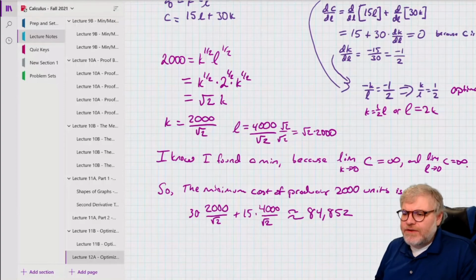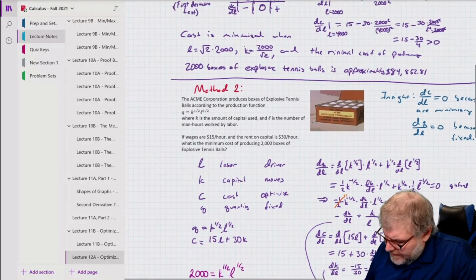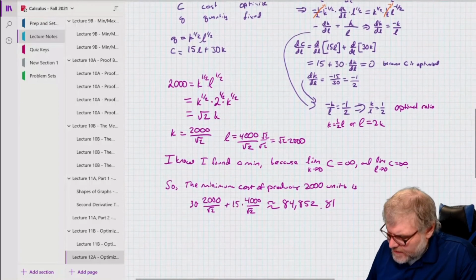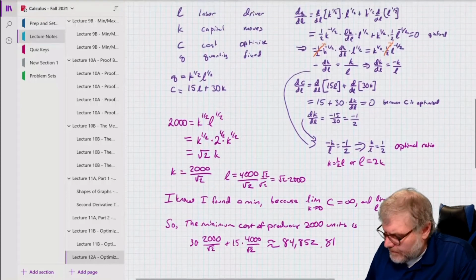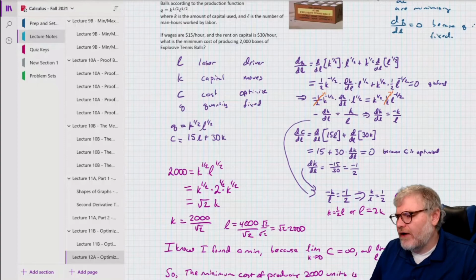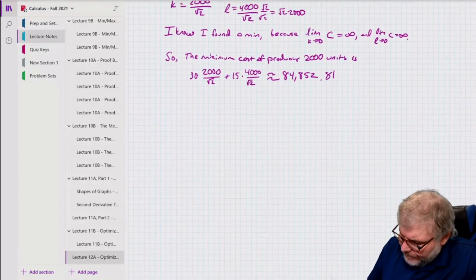Okay, so that's how you do this. All I've done is I did the exact same thing. This is kind of the end. I just made an endpoint argument. And so what I did was I took the derivative of both, set them equal to 0. Okay, so that's the method.